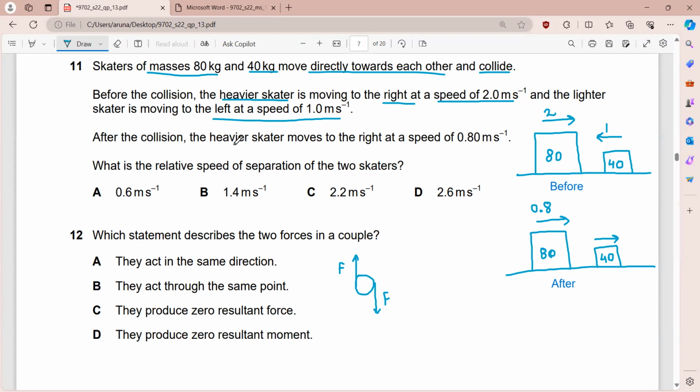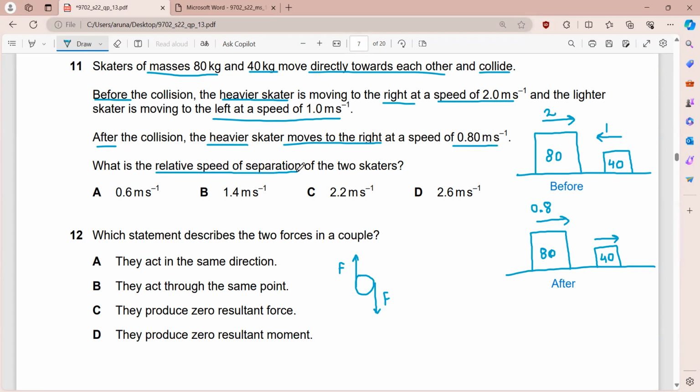After the collision, the heavier skater moves to the right. A lot of things to note and draw here. With a speed of 0.8 meter per second. What is the relative speed of separation?